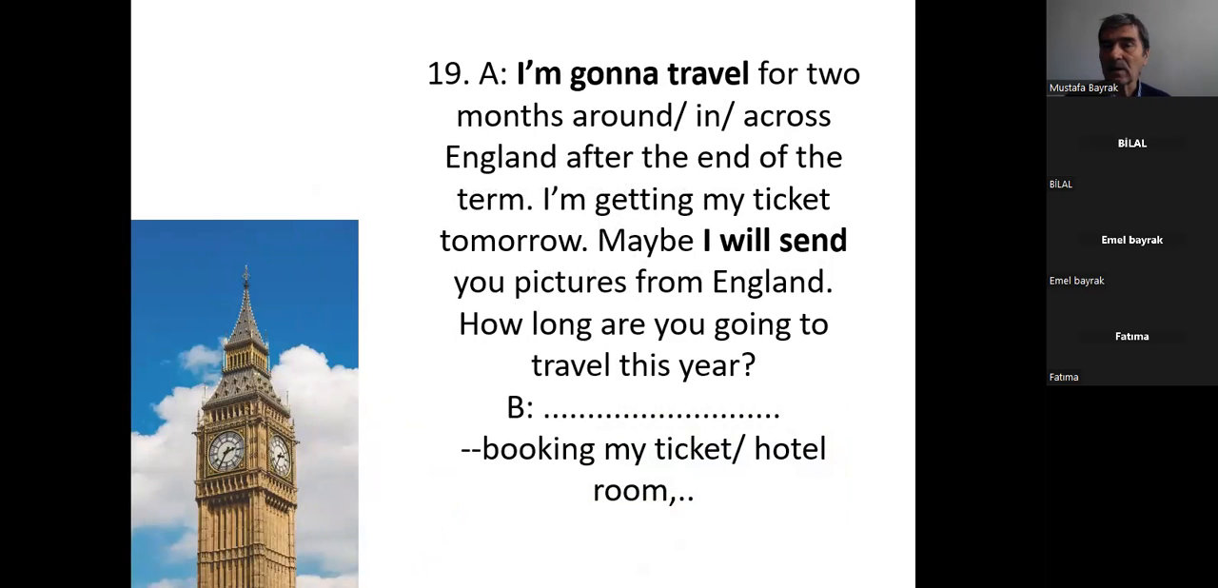19A, I am gonna travel. I am going to travel. Okay. I am gonna travel for 2 months around or in or across England after the end of the term. Okay. These are beautiful prepositions. Across England, across Europe, across the USA, for example, across New York, from one end to the other end. Okay, I am gonna travel for 2 months around England after the end of the term. I'm getting my ticket tomorrow. Maybe I will send you pictures from England.